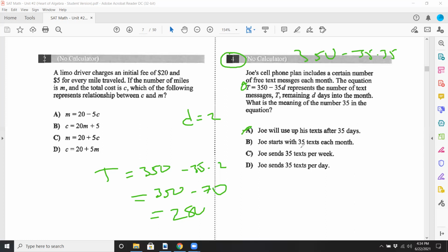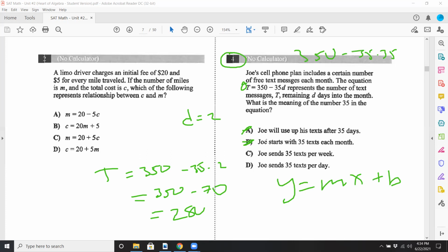Then this one makes no sense: he starts with 35 texts each month. How many texts does he start with each month? 350, yeah, exactly. That's like the y-intercept, right? You guys know this. Y equals mx plus b. This is going to be the resounding theme this evening. Y equals mx plus b. What is m? Slope. What is b? The y-intercept. This is a concept you guys have learned pre-pandemic, and they really beat this into this exam. So the 350 is like the y-intercept. I don't think that makes any sense because he starts at 350, not 35.